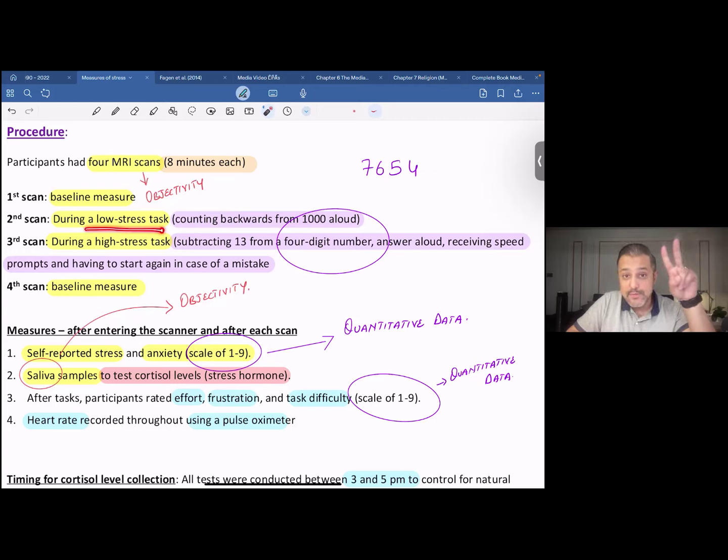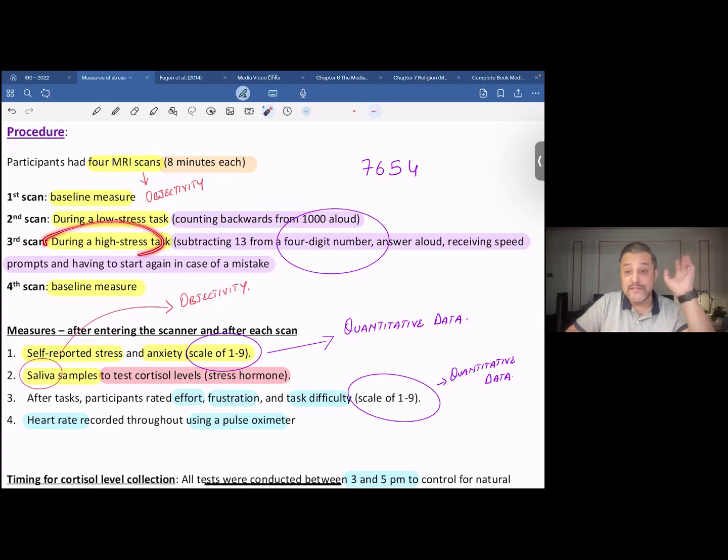The second scan, we refer to this as a low stress task. Now we're talking about the experimental group here, okay? As we speak about the low stress task, the participants were asked to read aloud or count aloud backwards from 1,000. So it was something as simple as 1,000, 999, 998, 997, 996, and it goes on.